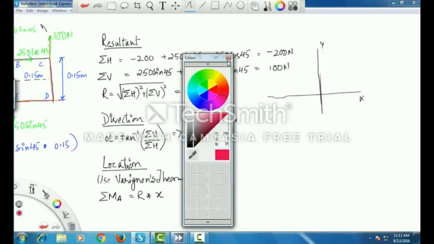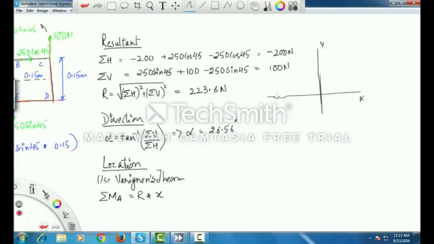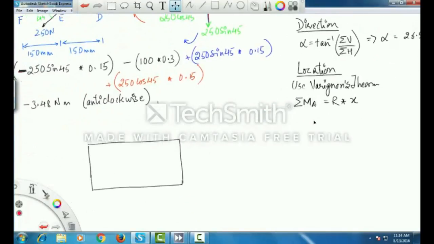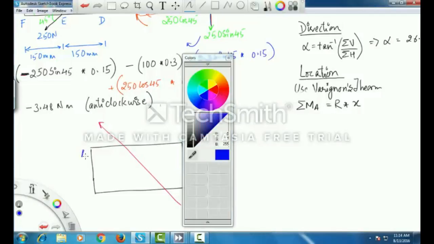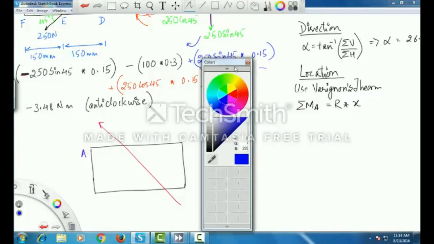I draw the axes x and y. How will you draw your resultant? Sigma H is minus 200, and sigma V is positive 100 Newtons. So your resultant will lie somewhere here, and the angle is 26.56 degrees, and this is your resultant. Keeping the direction and the resultant in mind, I'm going to draw my resultant force something like this, in this direction.